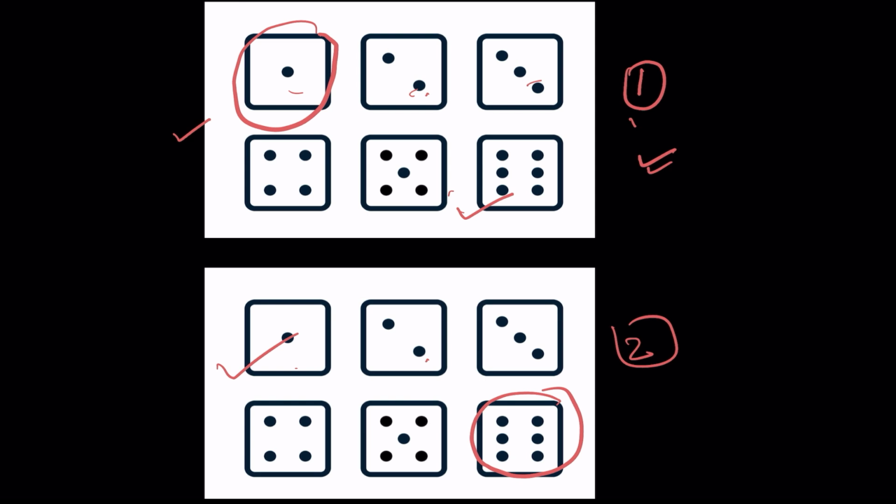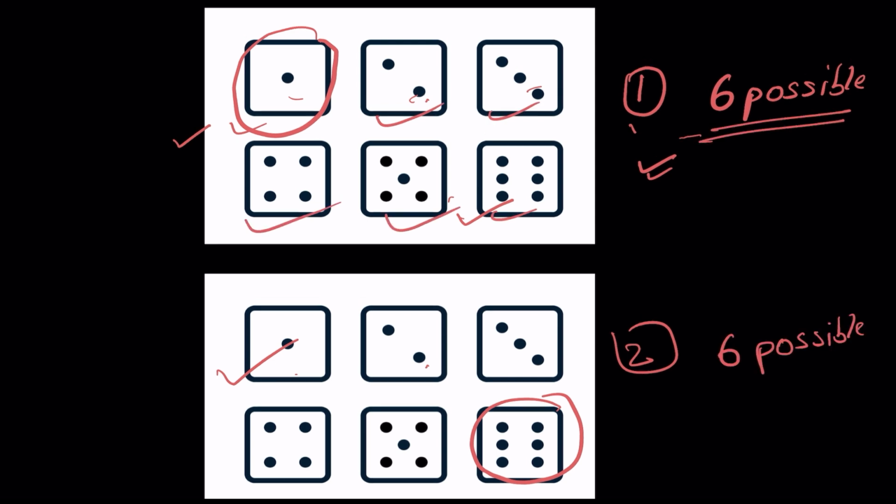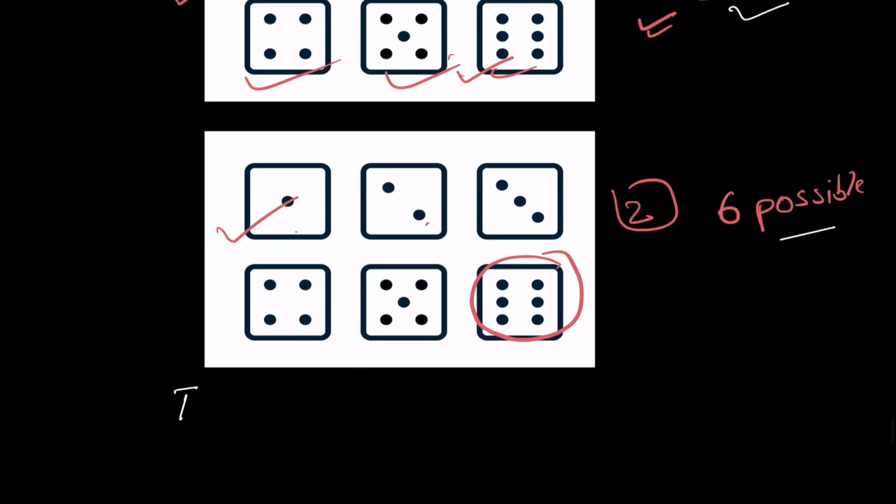rolling a 6 on the first and rolling a 1 on the second. So when you roll the first dice, there are 6 possible outcomes. Okay, you can get 1, 2, 3, 4, 5 or 6. So 6 possible outcomes in the first dice and 6 possible outcomes in the second dice. Total possible outcomes will be 6 times 6.